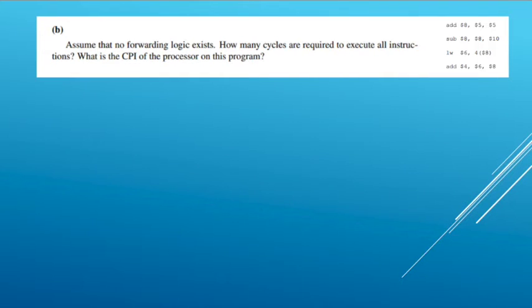So now let's look at the second part of the problem. It asks us how many cycles are required to execute all instructions, assuming that there's no forwarding logic. So if we do not have forwarding logic, we need to add 2 stalls in between all our instructions that are back to back. So let me explain to you why that's the case.